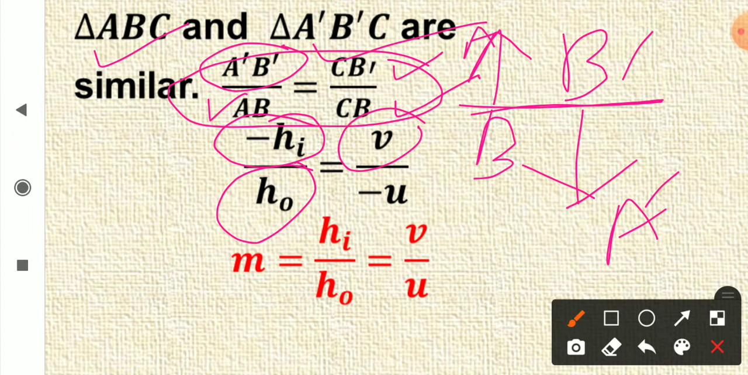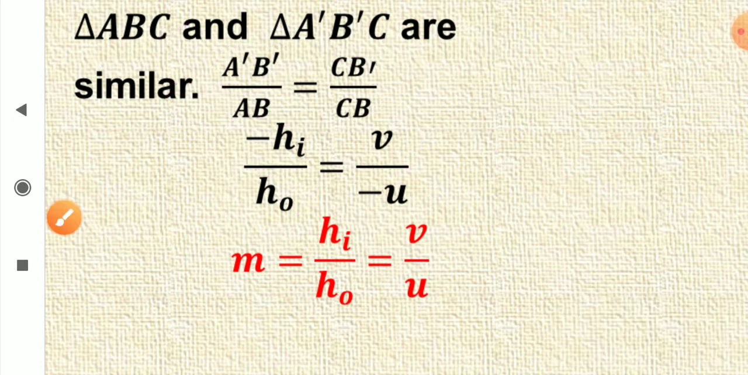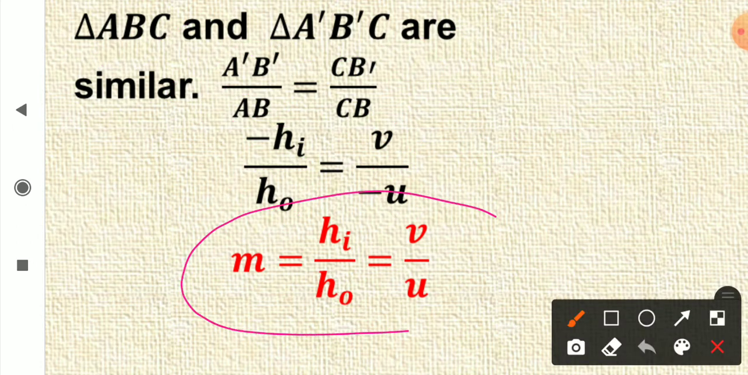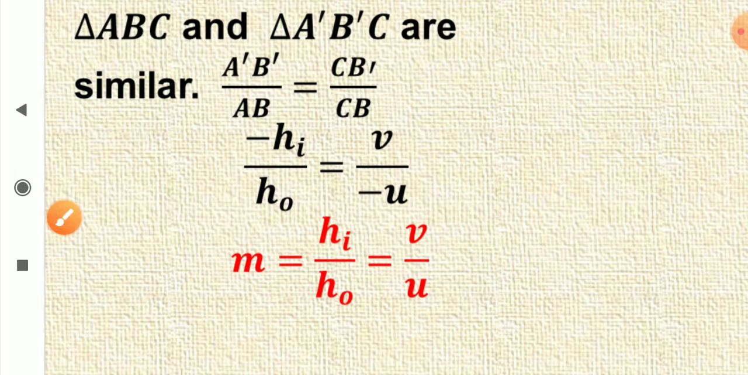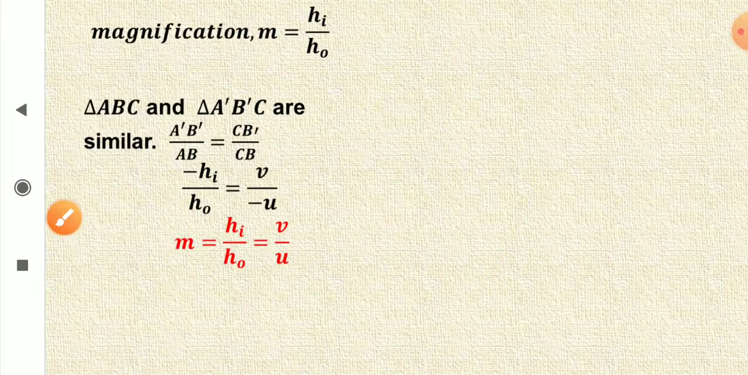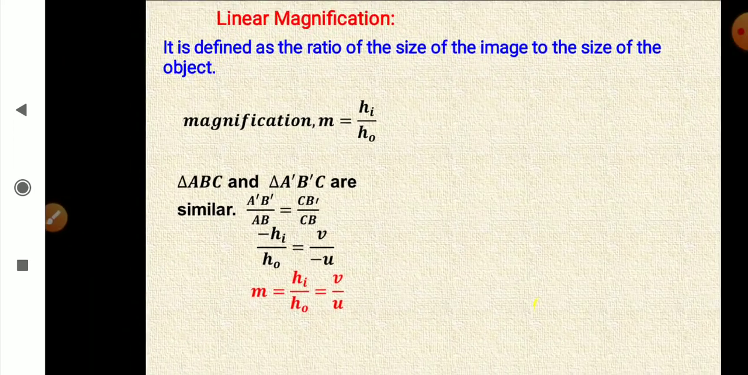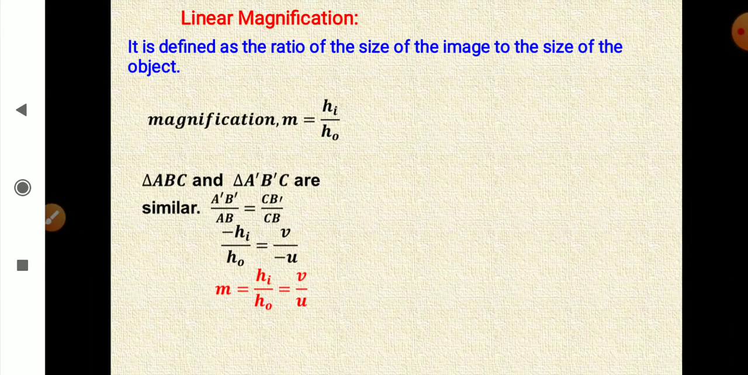CB' is plus V, the image distance, and CB is minus U, the object distance. Here, this minus and this minus, left and right, cancel out. So the relation for magnification by a lens is size of image upon size of object is equal to V upon U. And the relation is the same for both types of lenses and for all types of image formation.